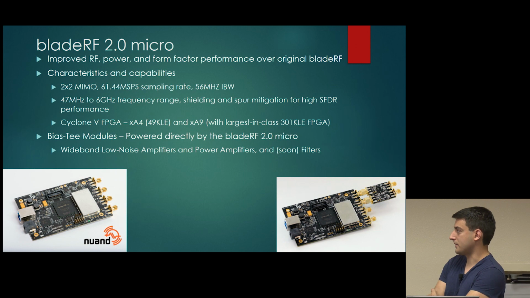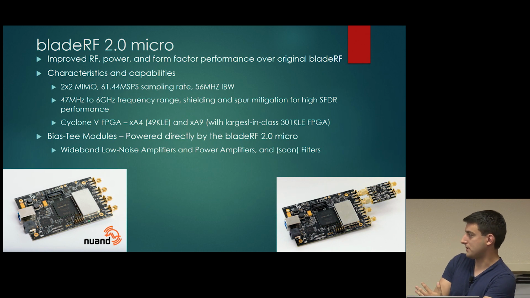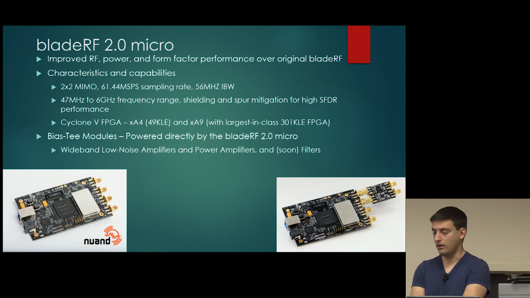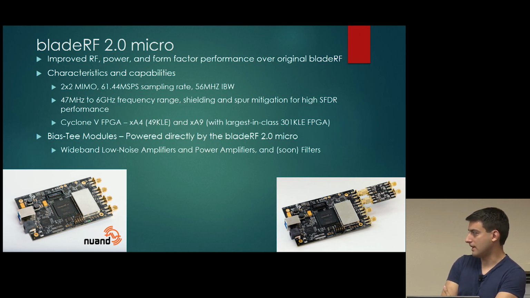It's basically 2x2 MIMO, with a 61.44 megasample per second sampling rate RF front end with a 56 megahertz IBW. It's the standard AD9361 transceiver with 2 variants for the FPGA, a 49 kilo-element FPGA and a 301 kilo-element FPGA variant. One of the things we like the most about it is the little bias tee modules that we've come up with, which are impedance matched to the device. So we have amplifiers, LNAs, and soon enough we'll have a few filter boards.